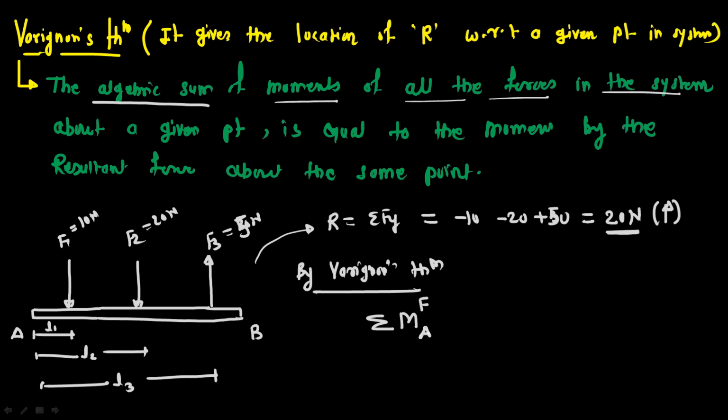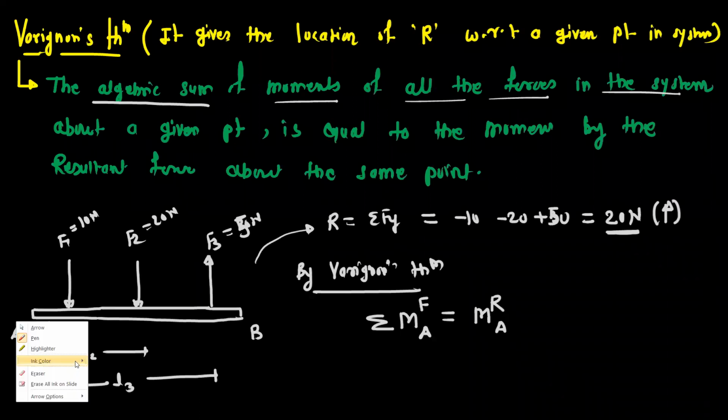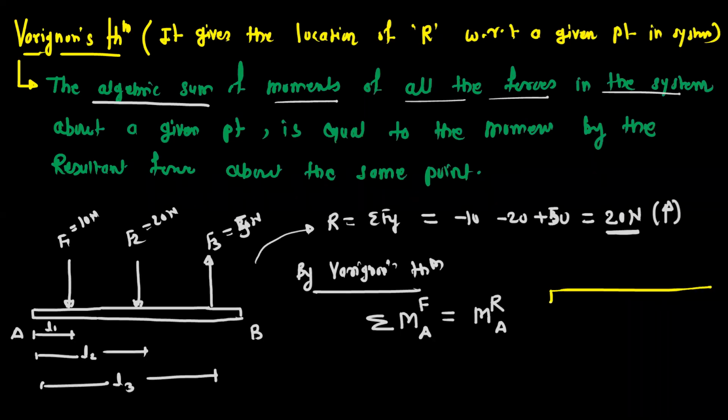about a given point. So the given point is point A. This is equal to the moment by the resultant about the same point. Okay, that means when we replace the system by the resultant system, we have to take the moment about the same point. So this is the original system. I will draw here the resultant system. So this is the resultant system.